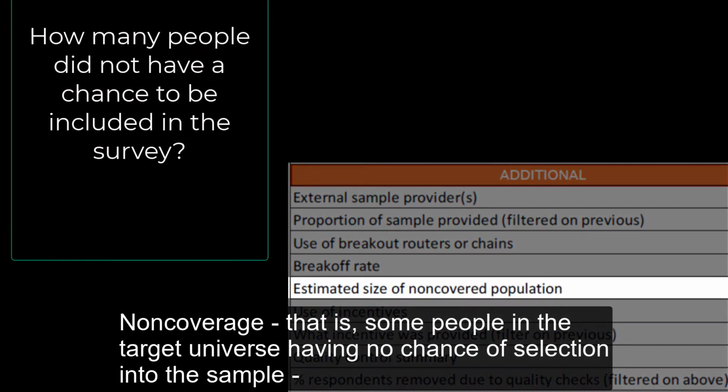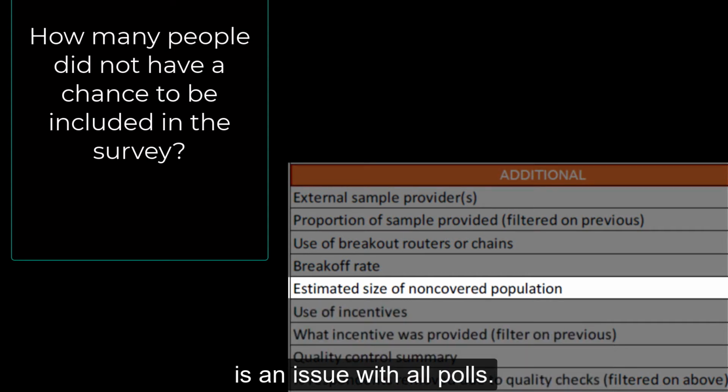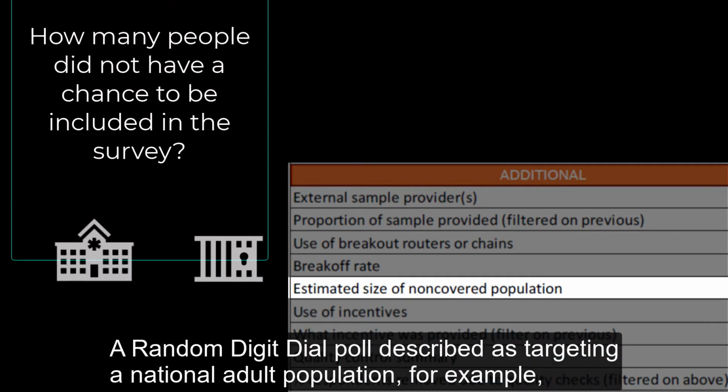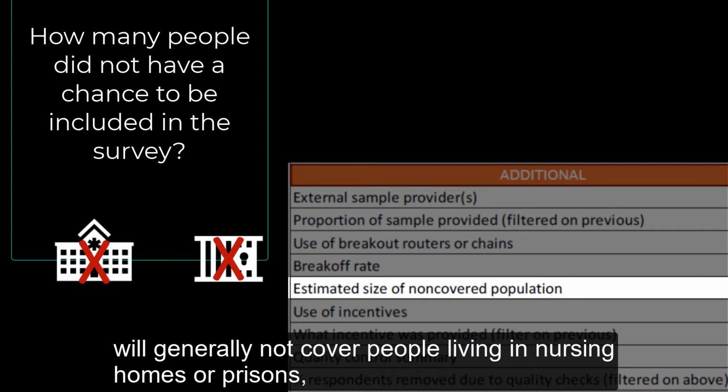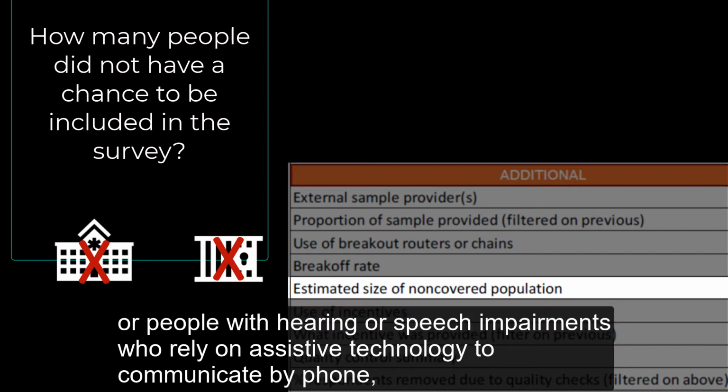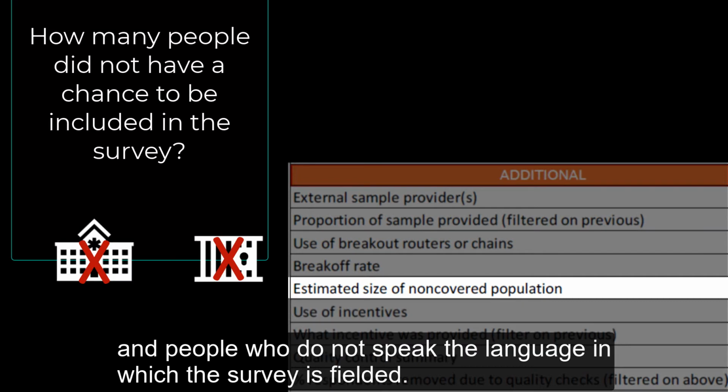Non-coverage, that is, some people in the target universe having no chance of selection into the sample, is at issue with all polls. A random digit dial poll described as targeting a national adult population, for example, will generally not cover people living in nursing homes or prisons, or people with hearing or speech impediments who rely on assistive technology to communicate by phone, and people who do not speak the language in which the survey was fielded.